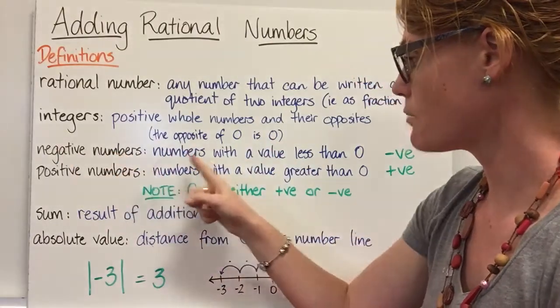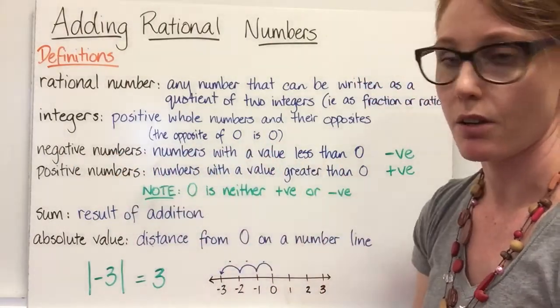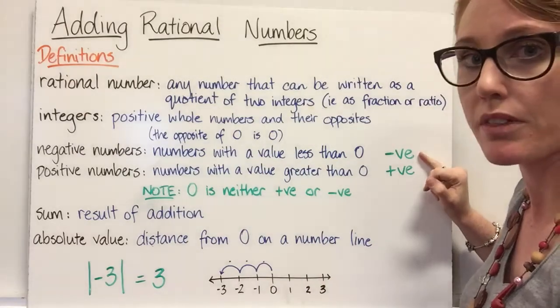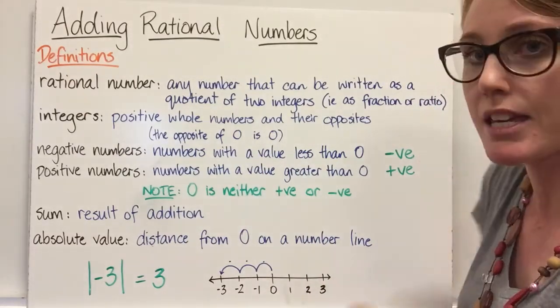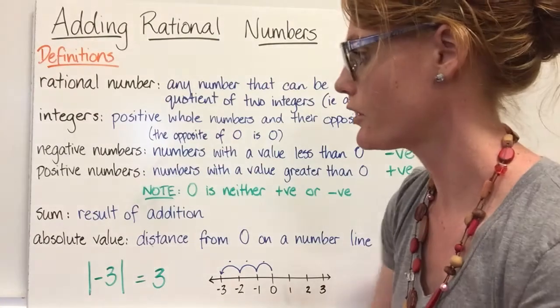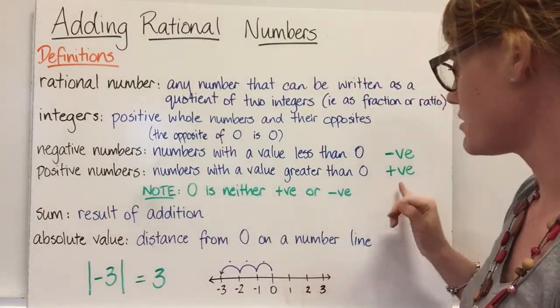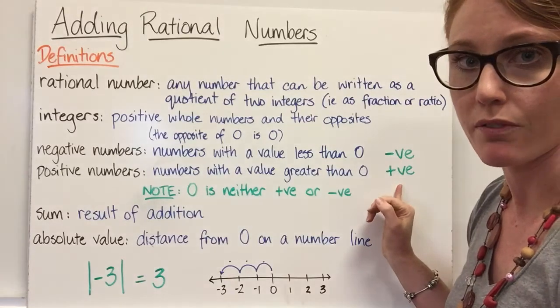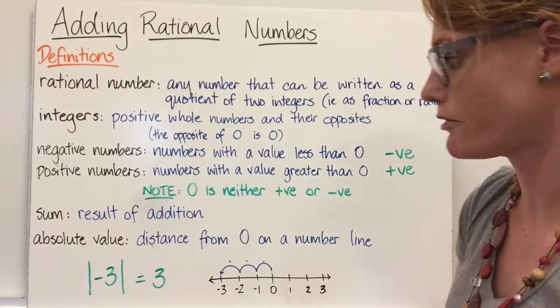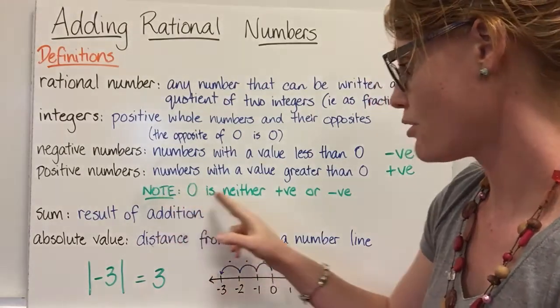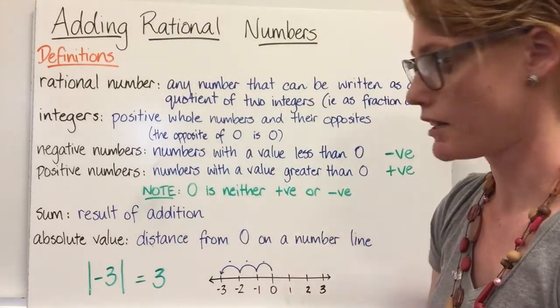Negative numbers are numbers with a value less than 0, and you will see this abbreviation with the subtraction sign and "ve" that I will use for negative. Positive numbers are numbers with a value greater than 0, and similarly we have the addition sign with "ve" for the abbreviation for positive. Note, 0 is neither positive nor negative.